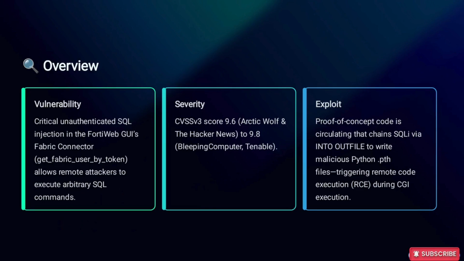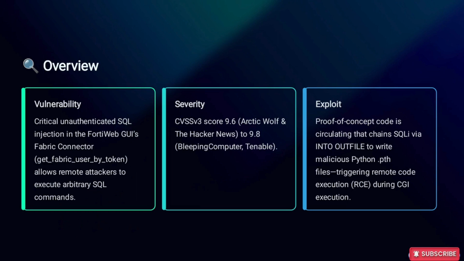When it comes to severity, there is a CVSS v3 score of 9.6 as per Arctic Wolf and The Hacker News, and 9.8 as per BleepingComputer and Tenable. So this is the severity which has been categorized based upon Fortinet's advisory, or based upon the criticality level.